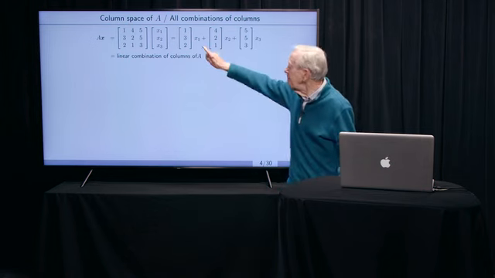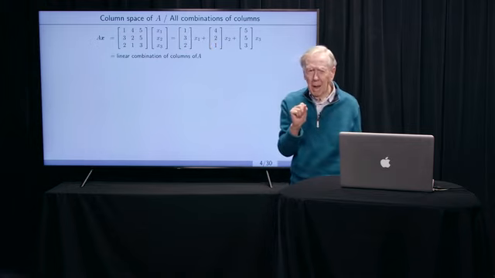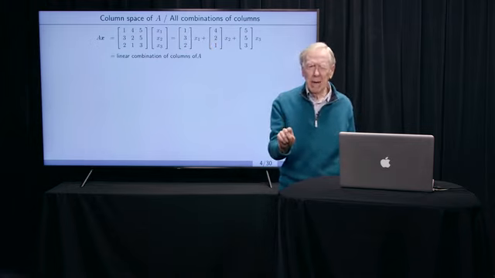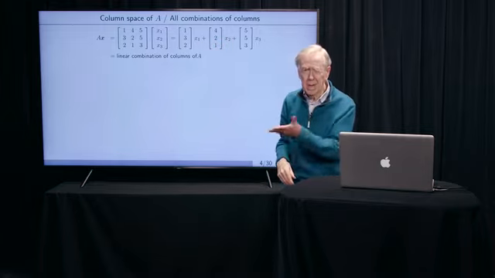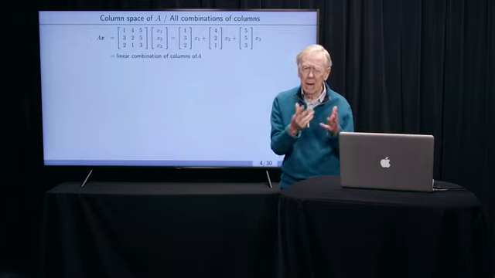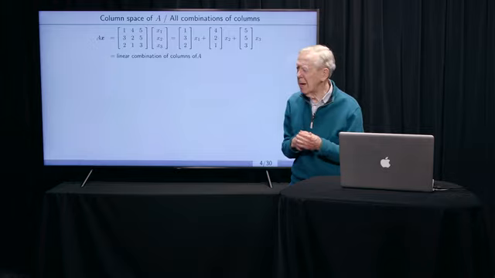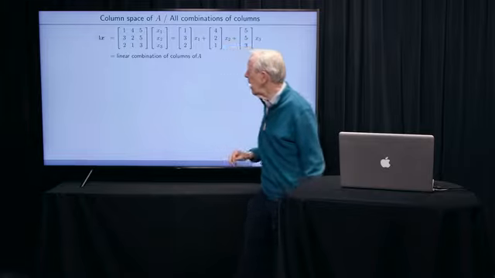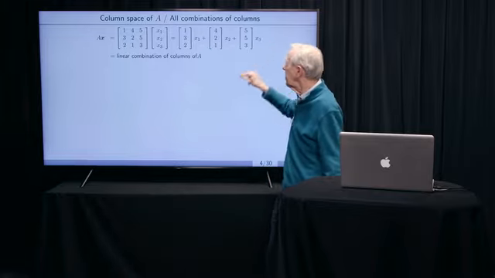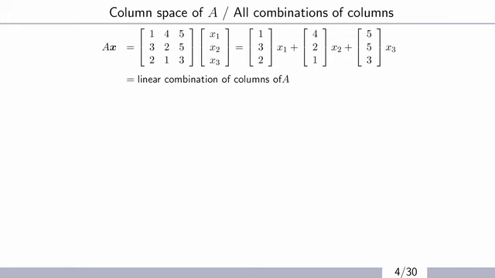And now the big idea is in that top line. I want to think of all combinations. So this is one particular combination with a particular x1 and x2 and x3. But now I think of every x1 and x2 and x3, all the vectors that I could get. Well, of course, I could get the first column by taking 1 and 0 and 0. That would give me the first column. But it's really mixtures of the columns that this produces, and it fills out in this case a whole plane in 3 dimensions. These vectors have 3 components.